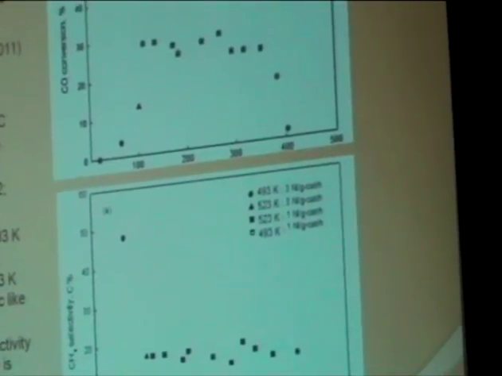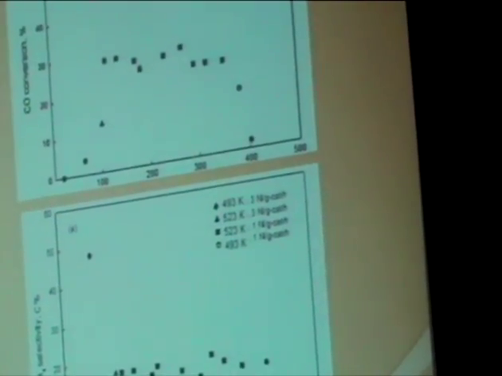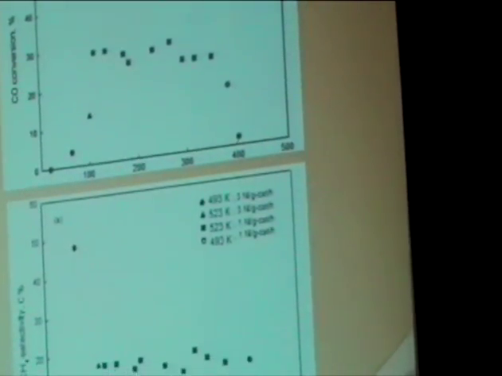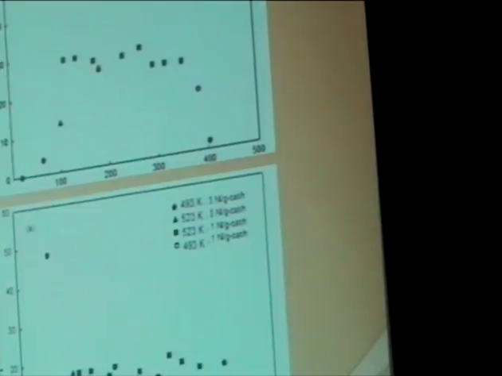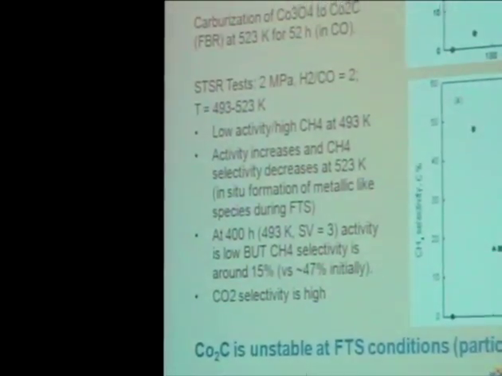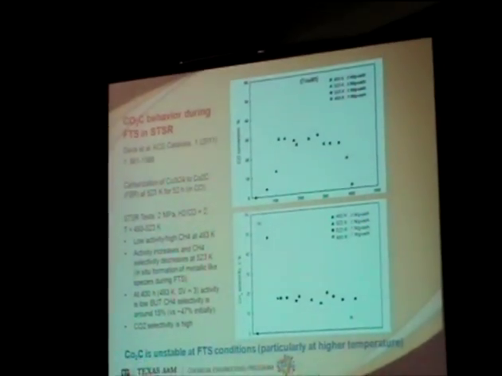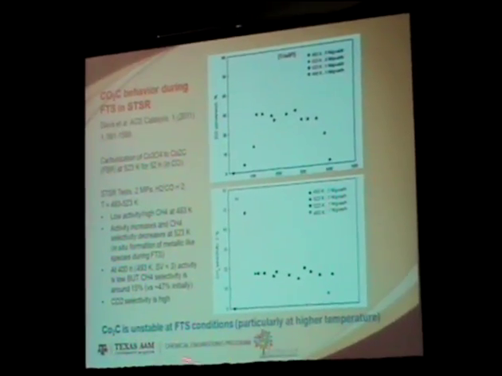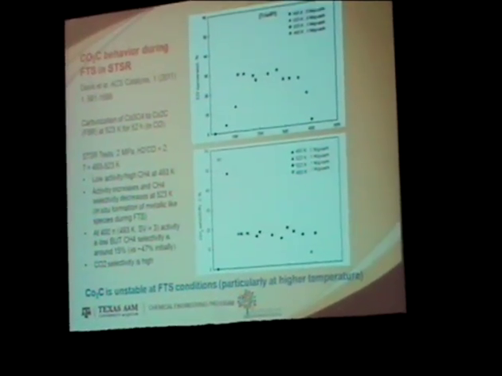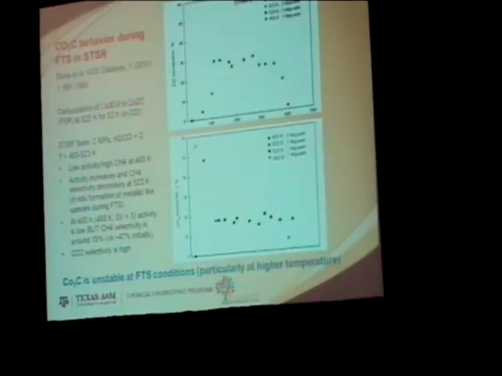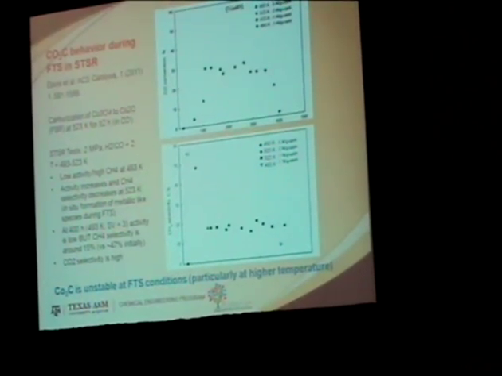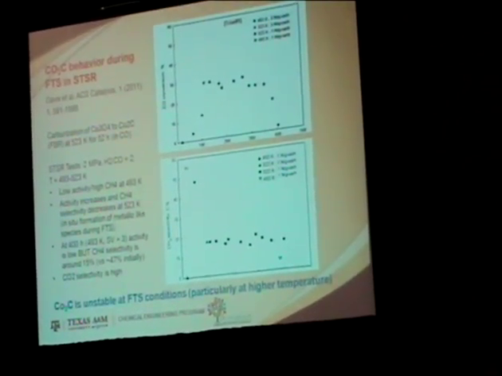So obviously, the catalyst is undergoing some changes, and they did some extensive characterization, and they showed that you form some kind of metallic species during Fischer-Tropsch synthesis. So what this work shows is that cobalt carbide is unstable at Fischer-Tropsch conditions, and particularly at higher temperatures, meaning this 523.